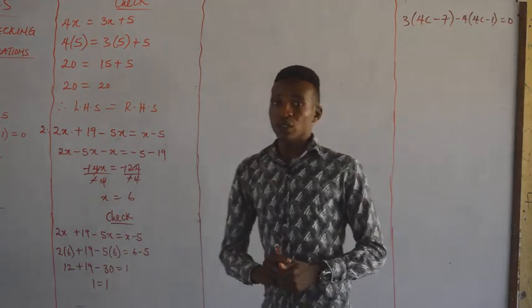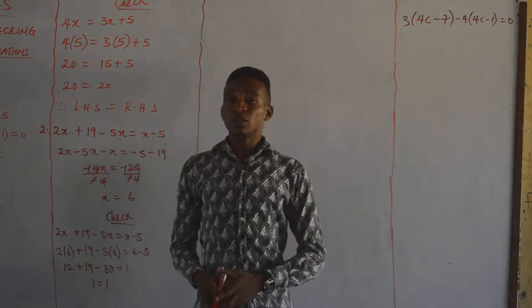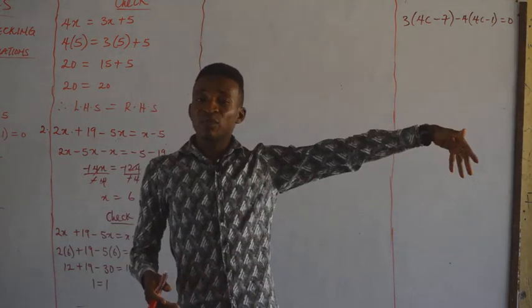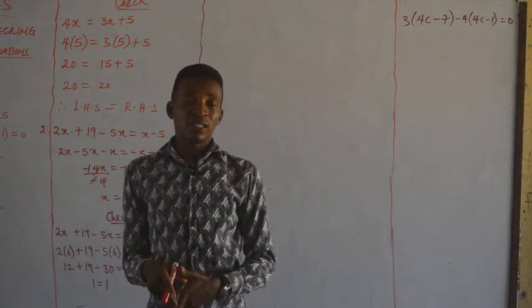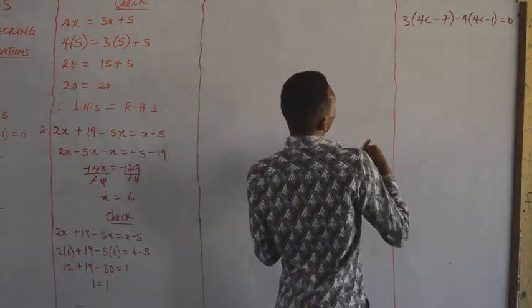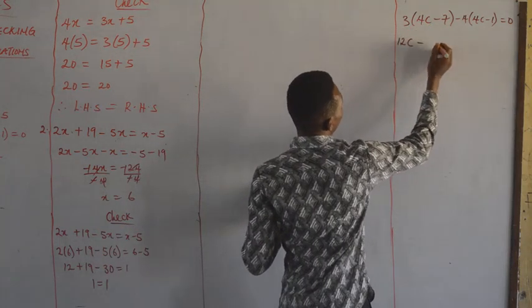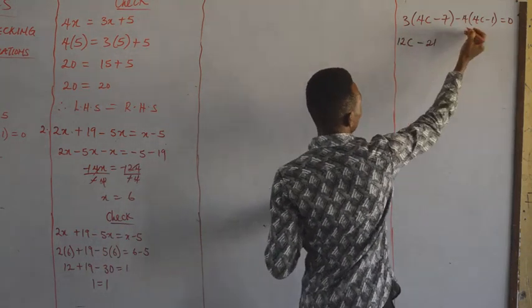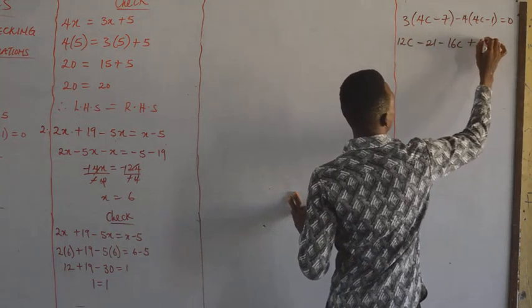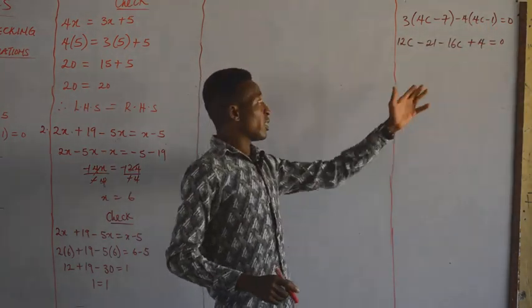So for this question, what we just need to do is very simple. This is under equations with brackets, and we are solving equations with brackets. Use whatever variable is outside to multiply what is inside the bracket, and that's what we are going to be doing now. So we have 3 into bracket 4c, which gives us 12c minus 21. Then this one becomes minus 16c, minus times minus is plus 4, everything equals 0.